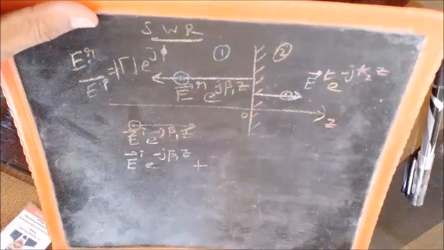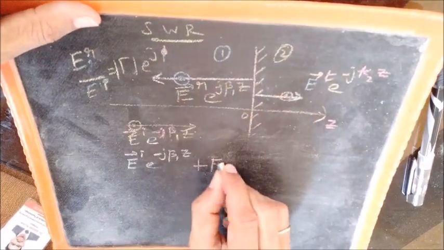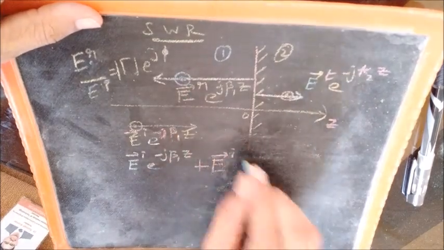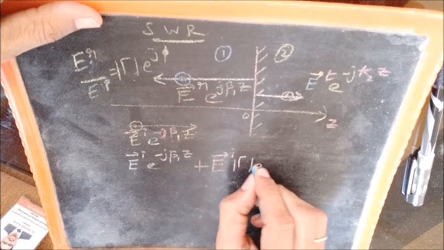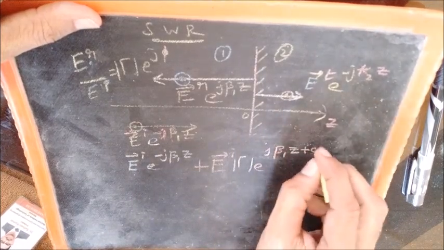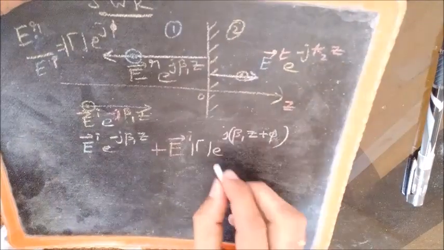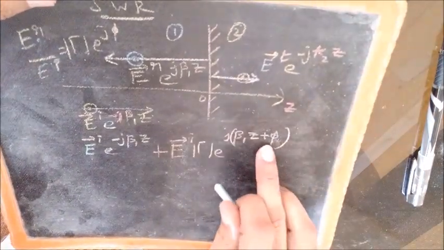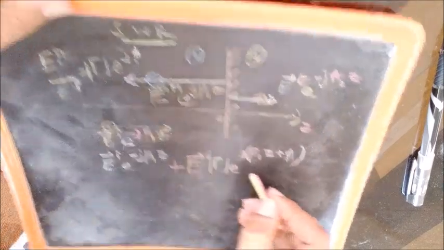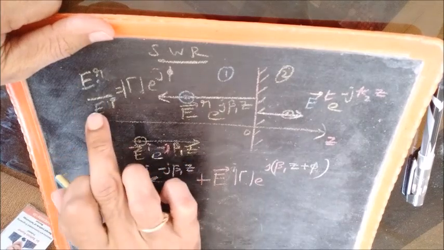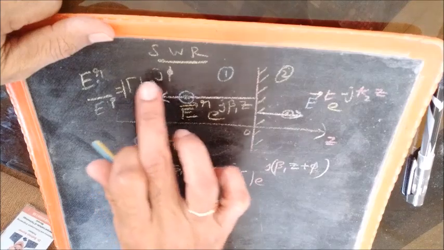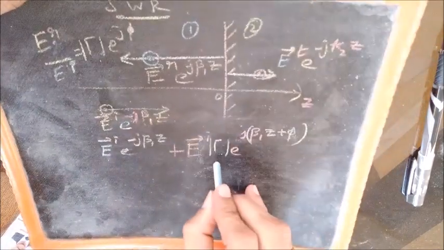So when we do that, we will end up getting this as equal to, since the polarization direction has not changed, we can write it like this. E raised to j beta 1 z plus phi. So this phi is the phase part of the reflection coefficient, and here I have the magnitude of the reflection coefficient, which is quite obvious. So ER can be replaced by EI into the magnitude of reflection coefficient into e raised to j phi. That's what is appearing here.